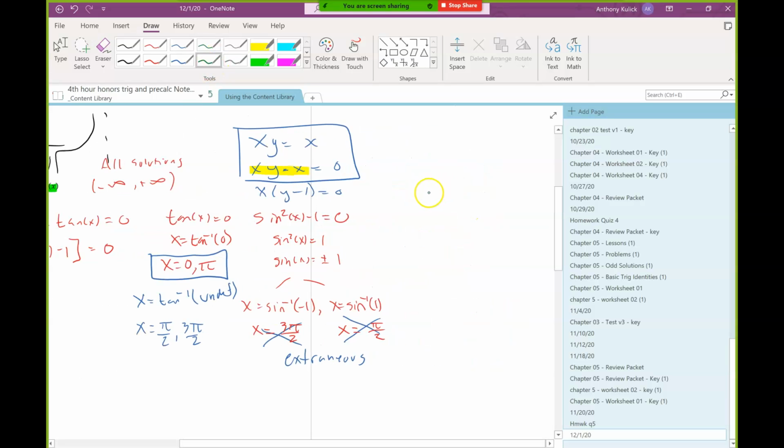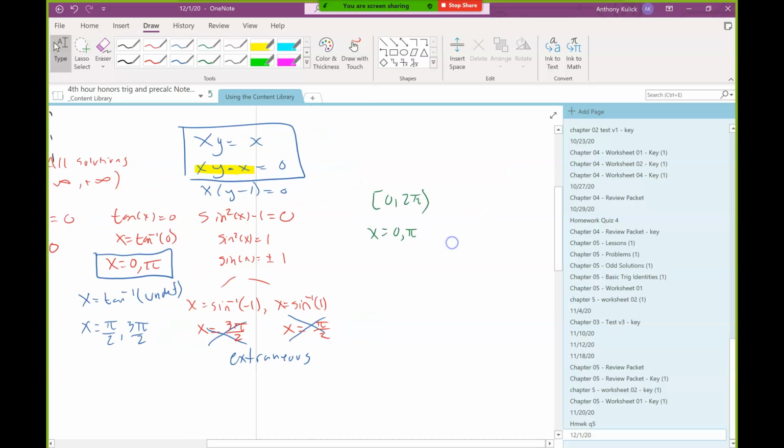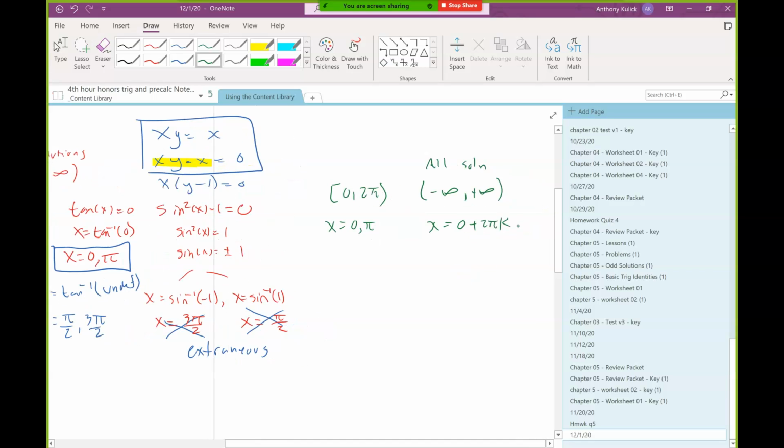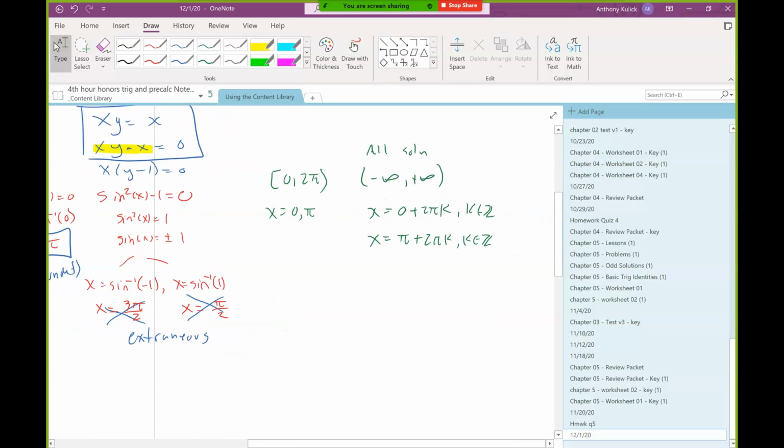If we're talking about negative infinity to positive infinity, or all solutions, we just tack on plus 2 pi k onto each of these. Because we want that solution and everything that's coterminal to it. Remember, coterminal is where we go once more around the circle, which is the same as adding 2 pi.